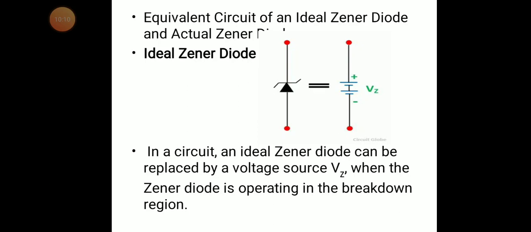In the reverse bias, the Zener diode breaks down at a particular voltage, that is called the Zener voltage Vz. After that, the voltage should not vary, only the current will vary through the Zener diode. So that is represented in the ideal Zener diode. The Zener diode is replaced with the voltage source Vz. That means it gives the constant voltage Vz irrespective of the supply voltage.